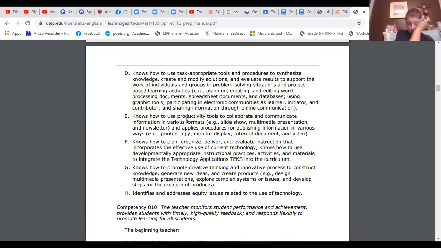G, you know how to promote creative thinking and innovative process to construct knowledge, generate new ideas, and create products. So what does it mean to create products? Design multimedia presentations, explore complex systems or issues, and develop steps for the creation of products. And then you identify and address equity issues related to the use of technology. What does that look like? So if most of your kids or half of your kids don't have technology, then you would make the technology lab accessible for everyone, right?